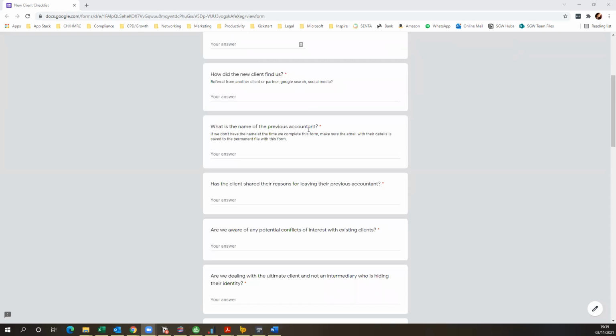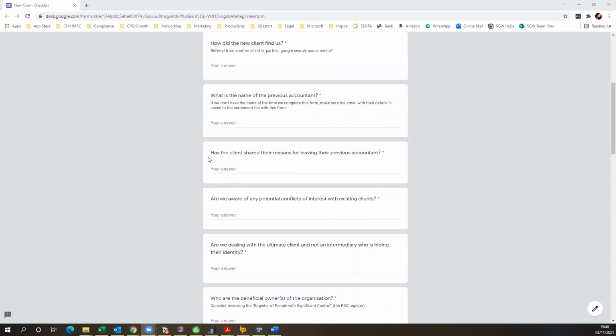What's the name of the previous accountant? We won't necessarily have that at this point, but if we have got it, then pop it in there. If we don't have it just at the moment, just say not yet and make sure that the email with all the details of the previous accountant is popped into the permanent file alongside this form.